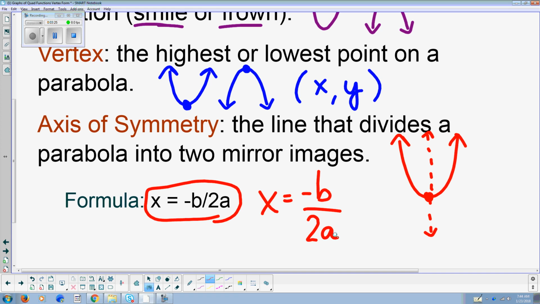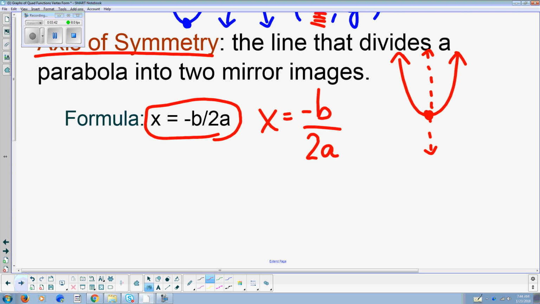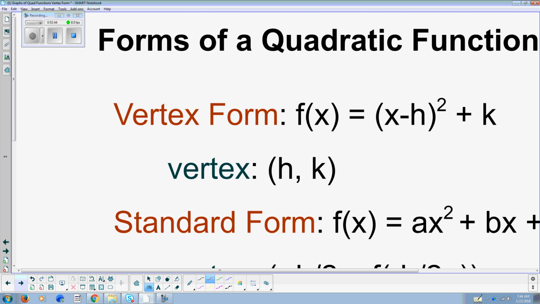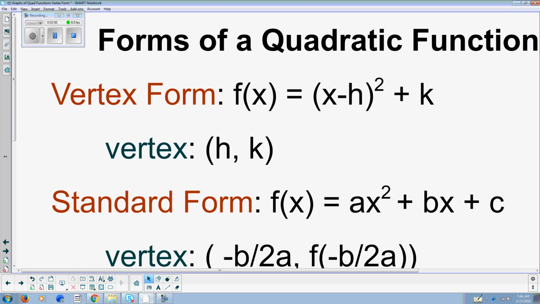Also, I will mention that the axis of symmetry, x equals this formula, that gives us the x-coordinate of the vertex. This x-coordinate of the vertex is also the axis of symmetry. Okay, so when we talk about quadratic functions, there are two different forms that we're going to be studying. The first form is vertex form, and that's what we're going to focus on in this lesson.